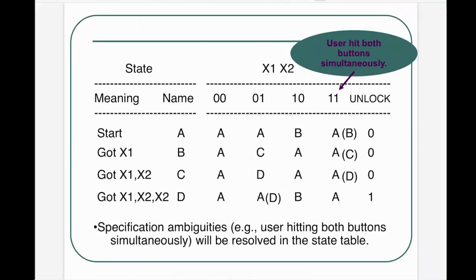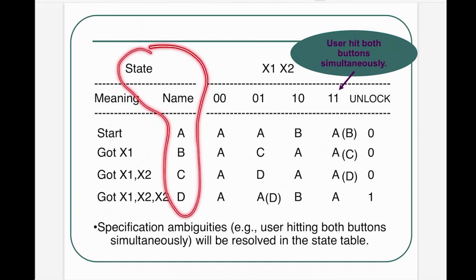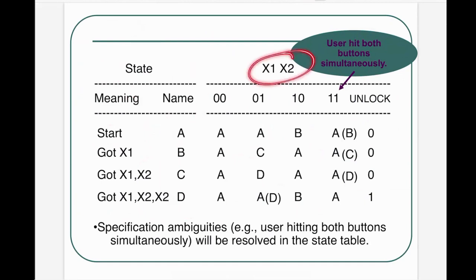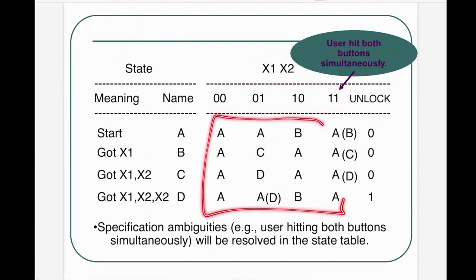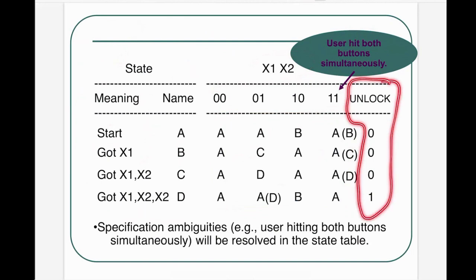All right, so that's your state transition table. This is a symbolic state transition table. You have got present state over here. Then you have got inputs over here. For each input, you have got all these as next states. And then you have got your output column over here.